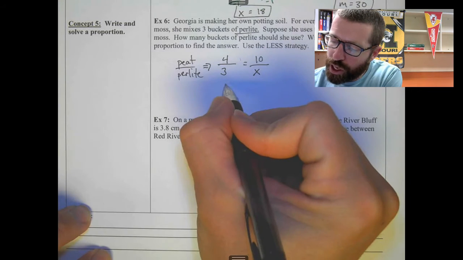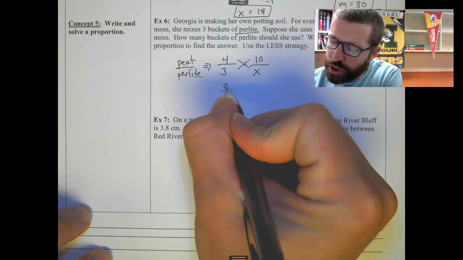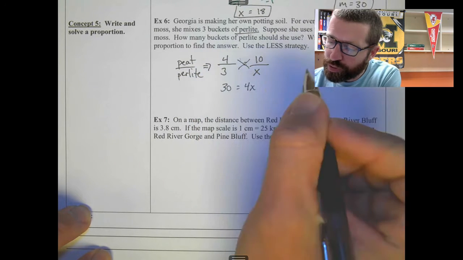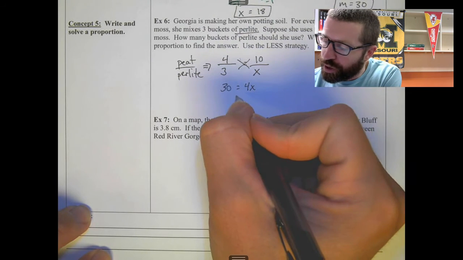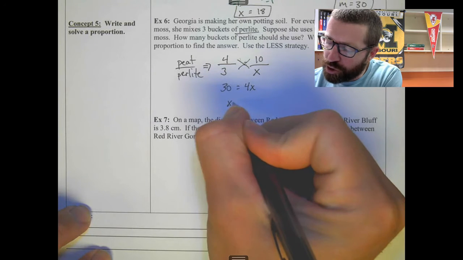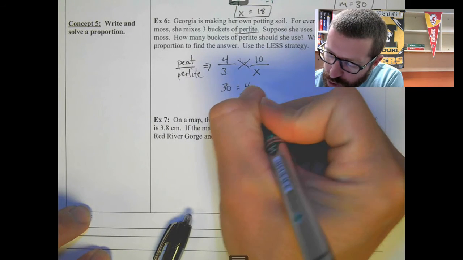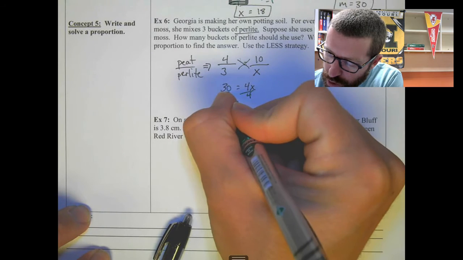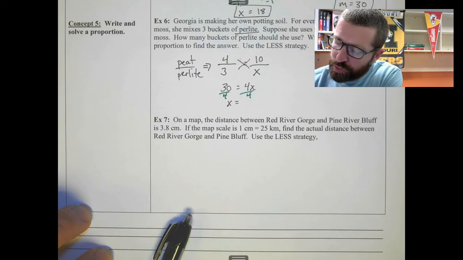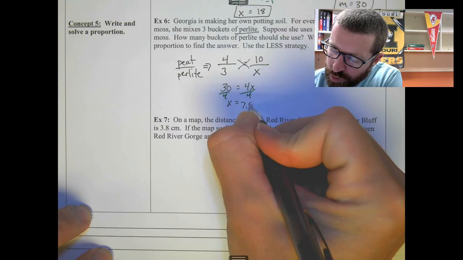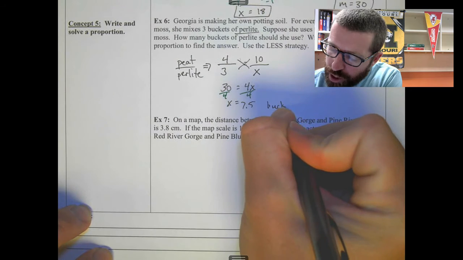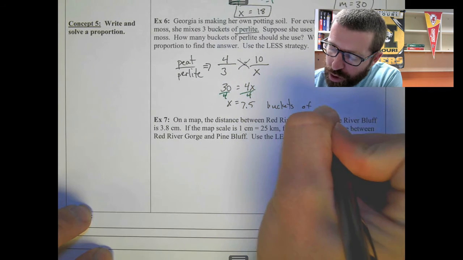And so cross multiply, and you get 30 is equal to 4x. And then x is, when you divide by 4 on both sides, you get 7.5. And so it's 7.5 buckets of perlite.